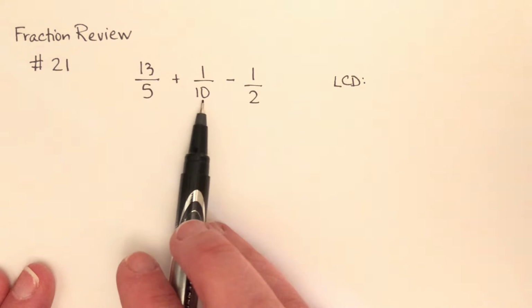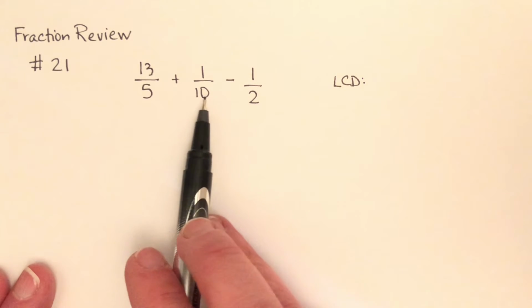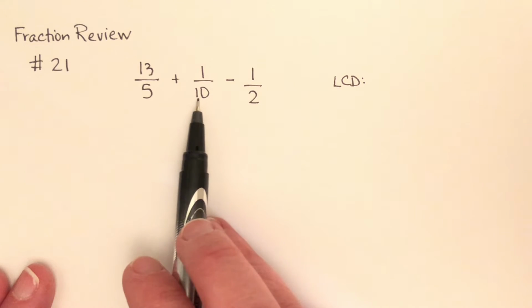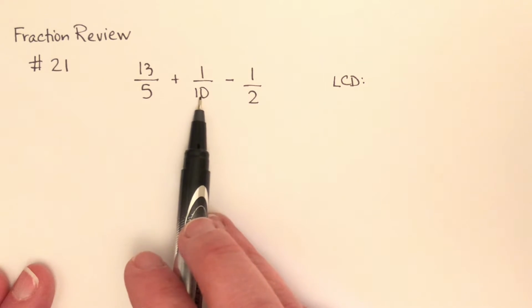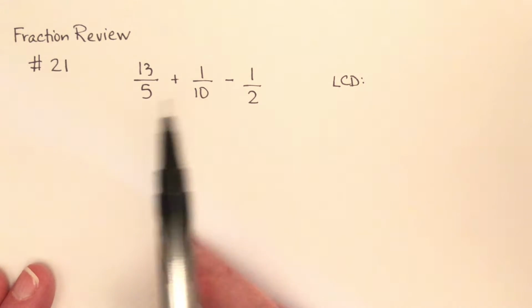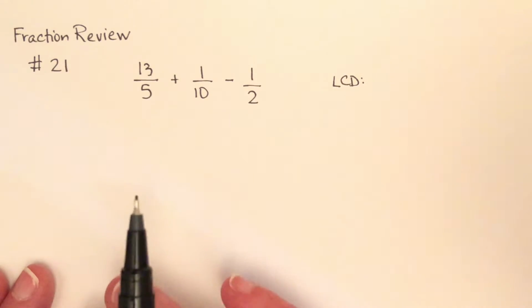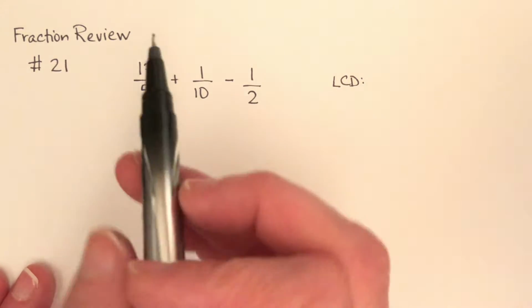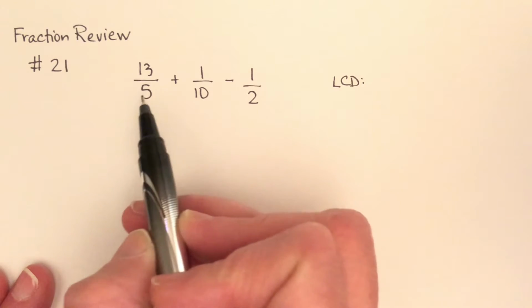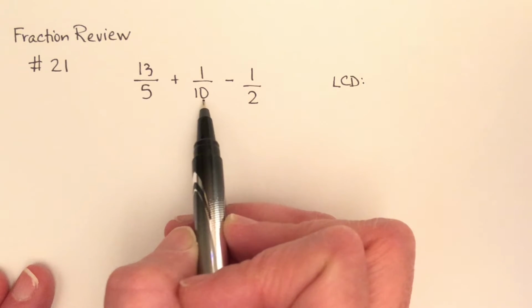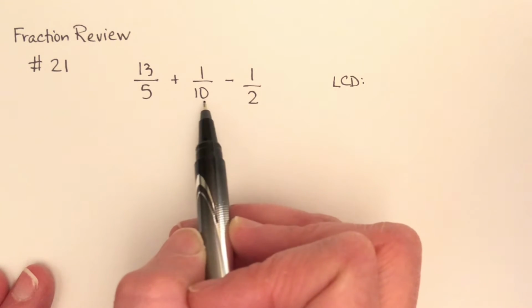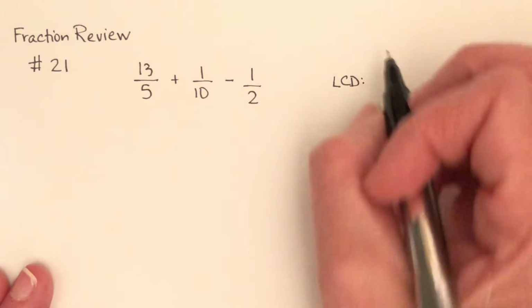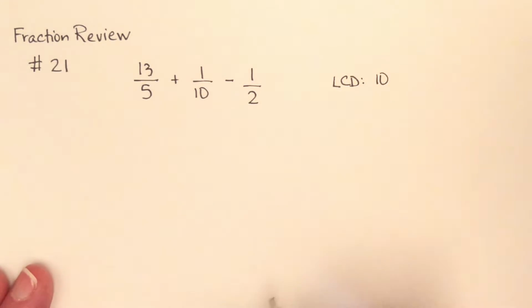Always start off with your larger denominator, which is a 10. And then basically we're going to ask if the other numbers divide evenly into 10, and if they don't, we double it and then ask if they go into 20 and then 30 and 40 until we find the one that works. If we start off with 10, 5 does divide evenly into 10. 2 also divides evenly into 10. So our LCD is going to be 10.